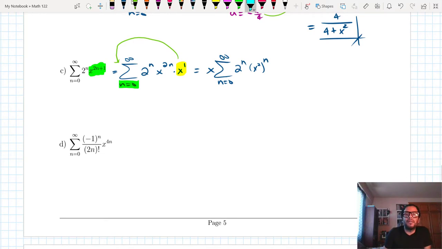Now that we have the same power, n and n, we can put everything in terms of a single u. So this is 2x squared to the n, where there is an invisible 1 here, and u equals 2x squared. So this is the same as saying 1 over 1 minus u, rather, not 1.